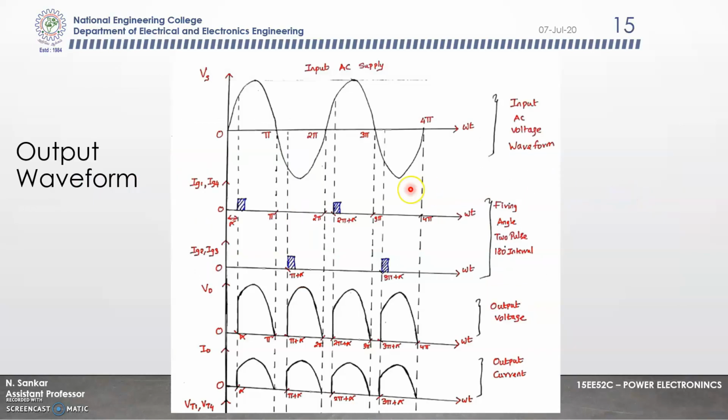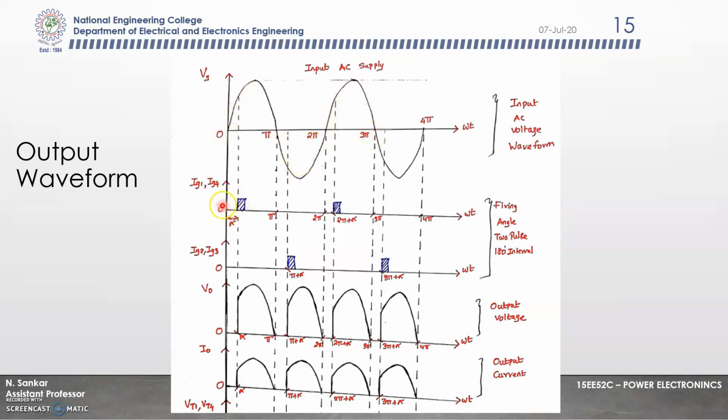So this is the output waveform. The first one is the input AC voltage waveform, that is the input side which is supplied from our side. For AC to DC, AC will be the input. Here we are going to look only at the supply voltage waveform; we are not going to deal with the current waveform. So this is the input supply voltage waveform.